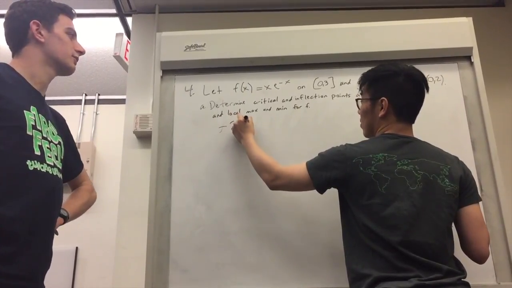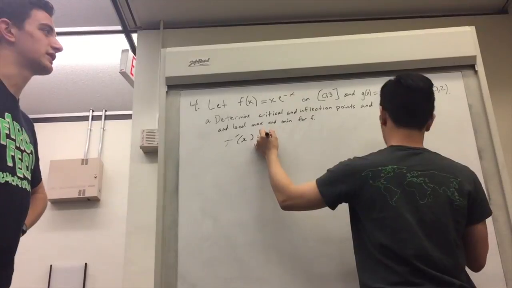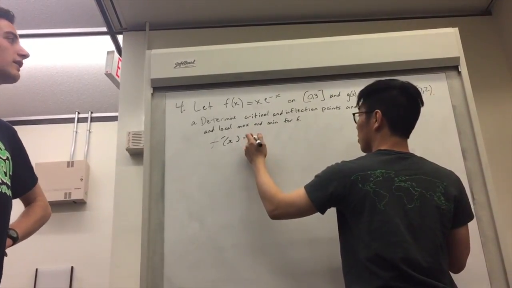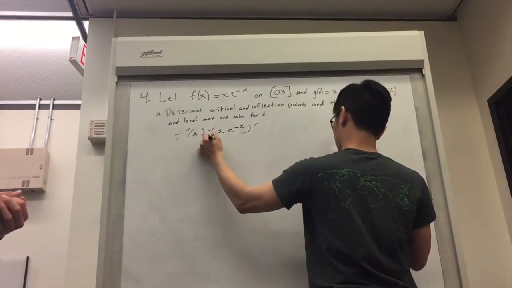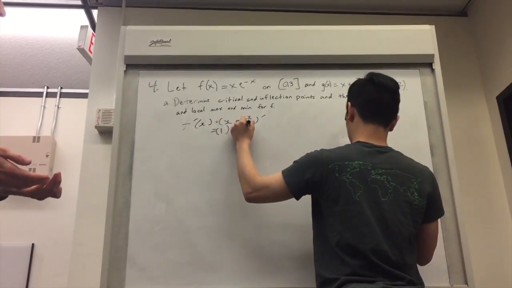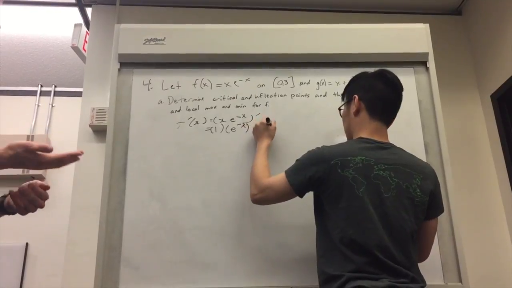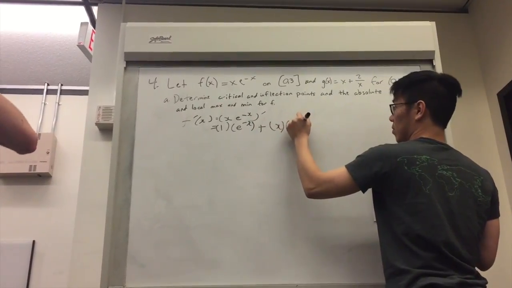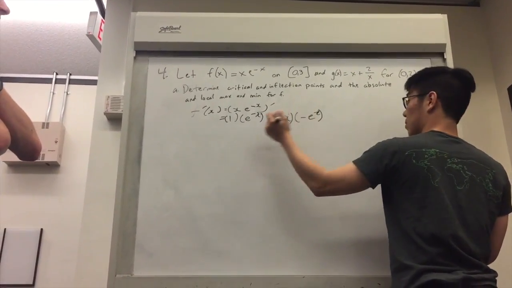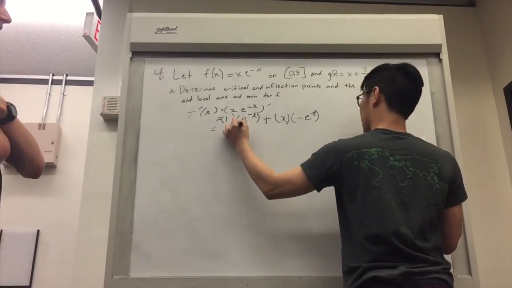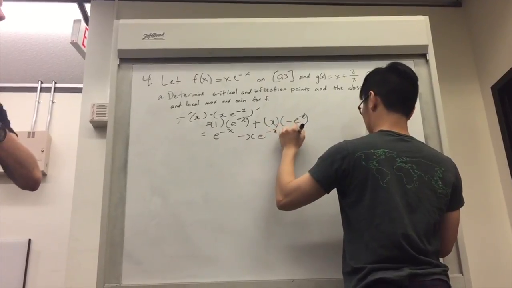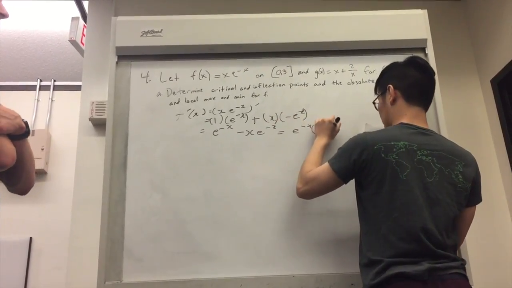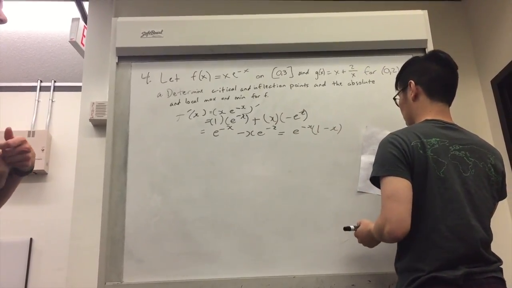Okay, so now we're going to determine the critical and inflection points and the absolute and local maximum and minimum for f when f of x is equal to x times e to the negative x on the interval of 0 to 3. We first want to find the critical points by taking the derivative of the function, and after applying the product rule we find that it is equal to 1 times e to the negative x plus x times negative e to the negative x, which when multiplied out gives us e to the negative x minus x times e to the negative x.